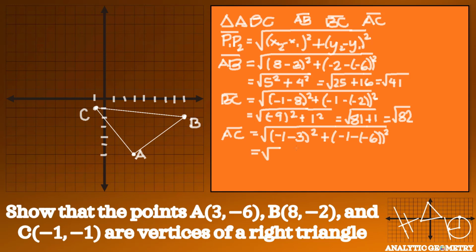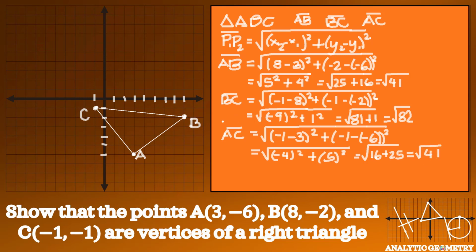So we have here -4, or the square of -4, okay, plus the square of, we have -1 plus 6, so we have +5 squared. You will get here a result, which is square root of, this is 16 plus 25. So you will get the distance or the length of segment AC being square root of 41.